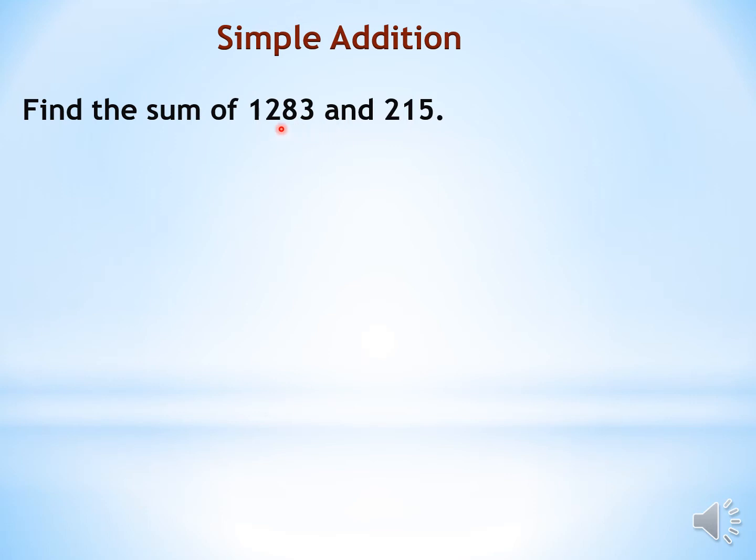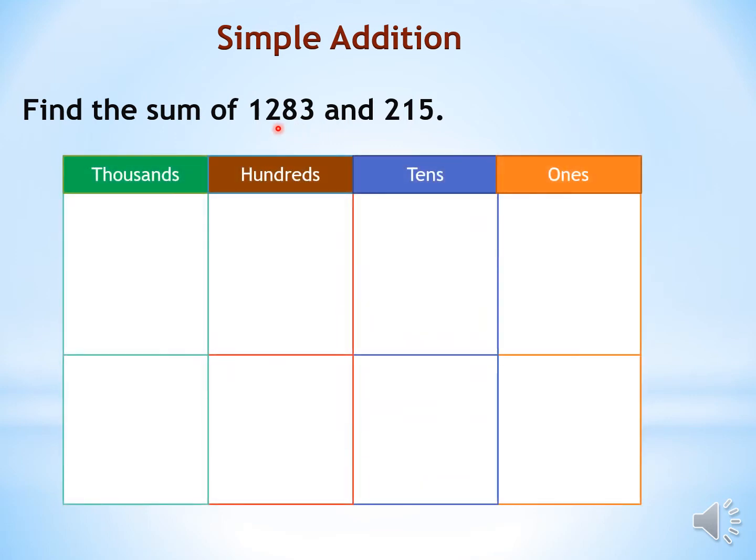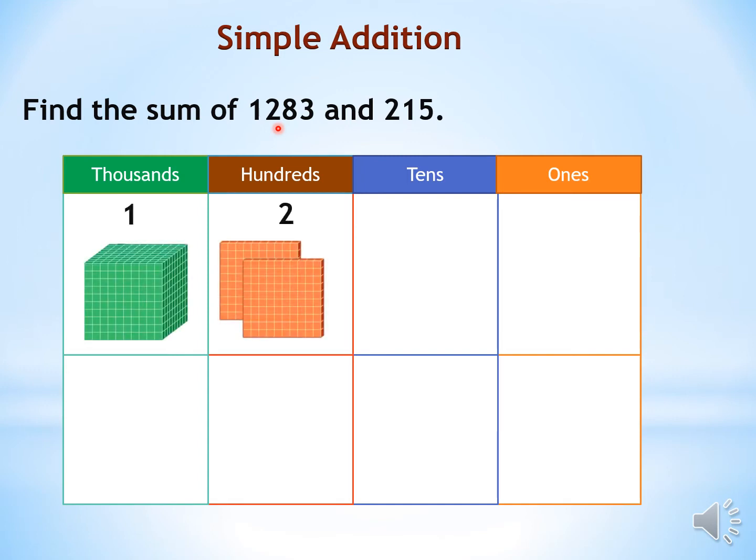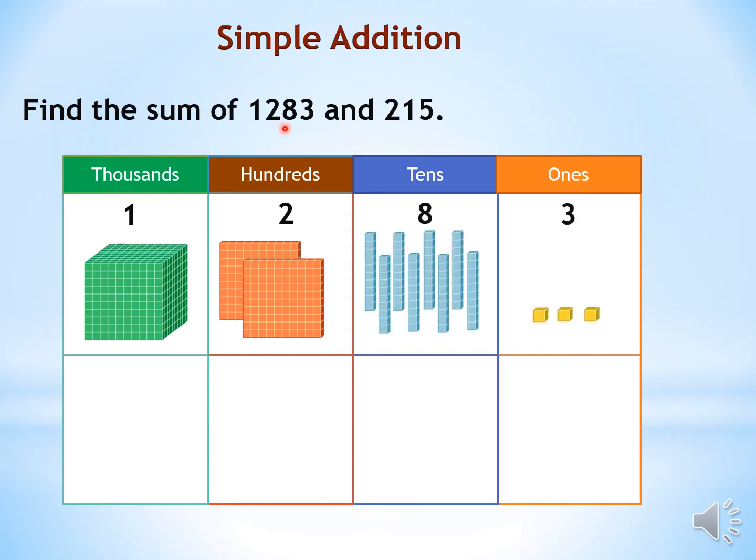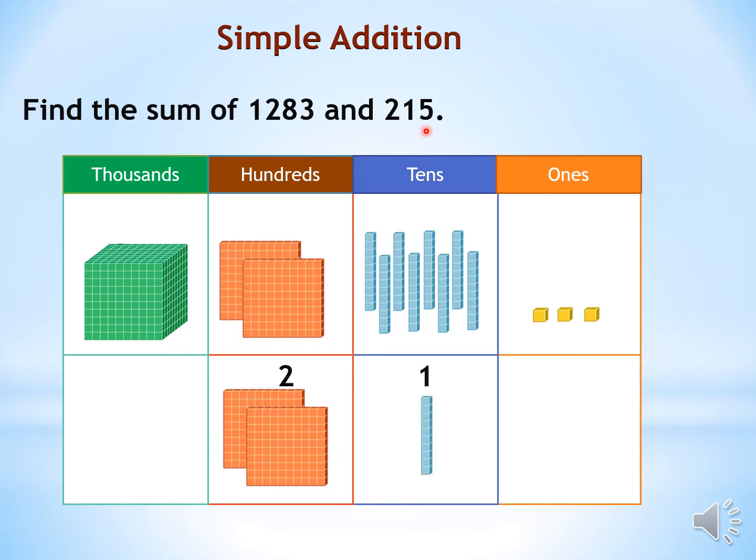Okay, the first number is 1283. In that number, we know there are 1000s, 200s, 8 tens and 3 ones. Now we will see the second number. In 215, there are 200s, 1 ten and 5 ones. So now shall we get the total count of these thousands, hundreds, tens and ones, children? Yes.